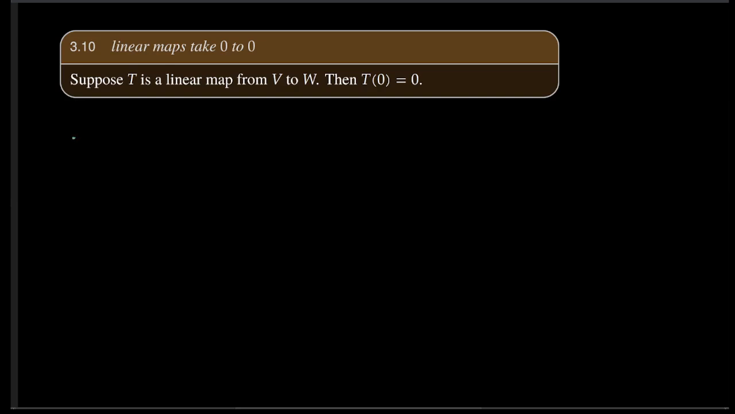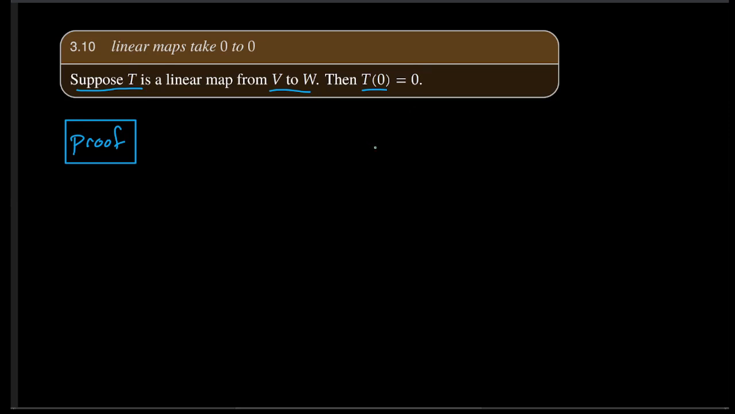So this time, what we're going to prove to end is that linear maps take the 0 vector in one space to the 0 vector in another vector space. So here is the thing that we're going to prove. We're going to say, hey, suppose T is a linear map from V to W. What we're going to say is that T of the additive identity in V is the additive identity of W. Okay, this makes some sense.